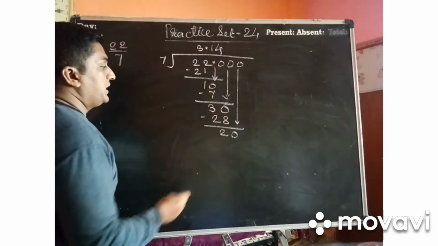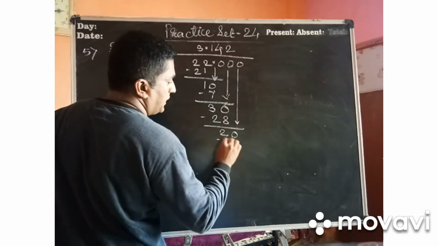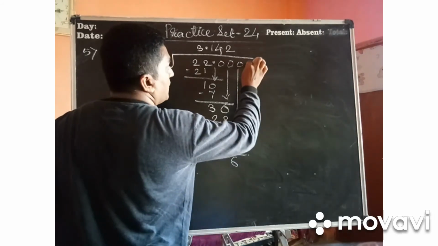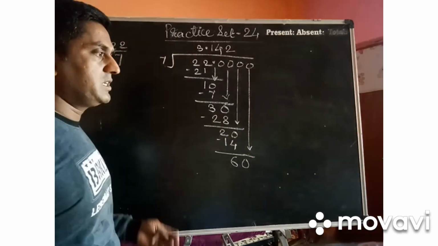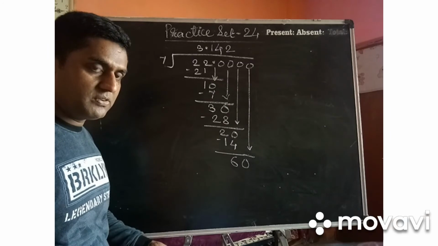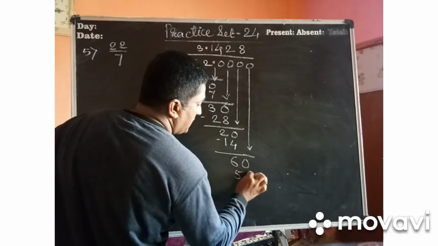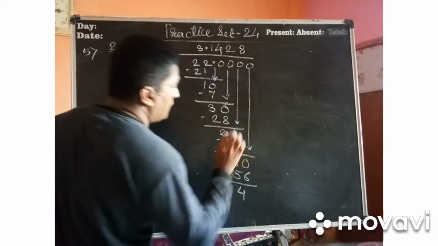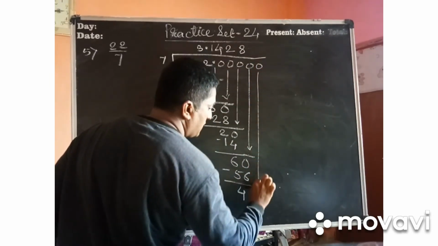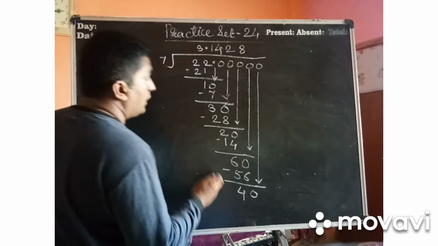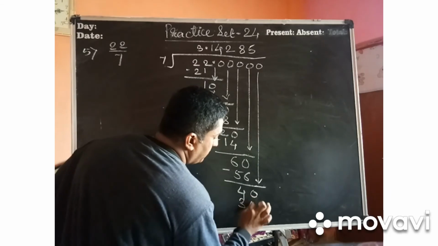So 7, now 20 has come. So 7 2s are 14. Again what will come? 6. Take one more extra 0. Drag it down here. It will be 60. Then 7, how much are 7? 6 are 42. 7 7s are 49. 7 8s are 56. 7 9s are 63. So 7 8s are 56. Again what will come? 4 will come. Right now everybody, if you want, take one more 0. If you're tired, take one more 0. Then 7, how much are 40? 40 will not come. 7 5s are 35.